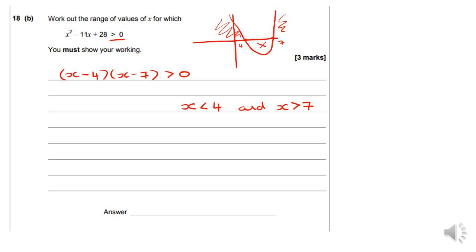So x has to be less than 4, or it can be greater than 7. In both of those cases, the whole expression is greater than 0. In between those are the bits where it is less than 0. So if the inequality was the other way round, we'd be able to write it as just one inequality with x lying in between 4 and 7, but actually we're interested in when it was greater than 0.